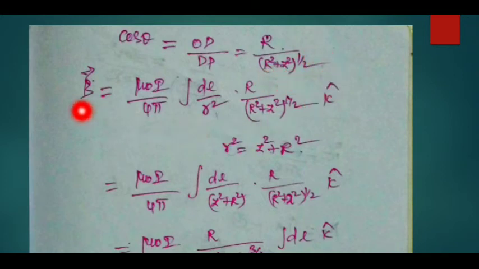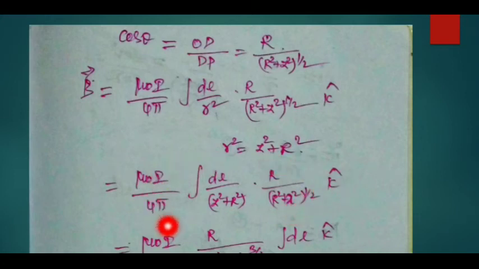Okay, now come to that question. We already simplified this equation: dB is equal to mu naught I divided by 4 pi, integral dl divided by r square into cos theta. Instead of cos theta I'm substituting r divided by r square plus z square to the power 1 by 2, into k cap. Because r square is equal to z square plus r square, do you understand? So mu naught I divided by 4 pi, integral dl divided by z square plus r square, into r divided by r square plus z square to the power 1 by 2, into k cap.